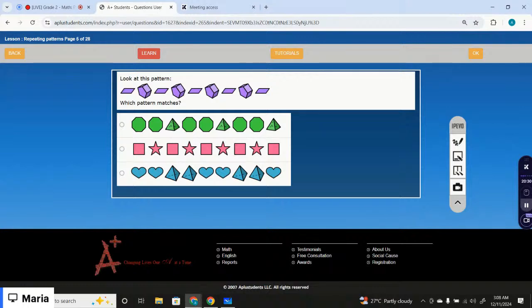Look at this pattern. Rectangle, octagon, rectangle, octagon. So which is the correct option? Option number two is the correct option. That is square, square, and star. Option number two is the correct option.